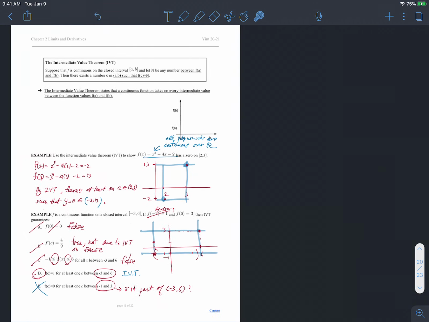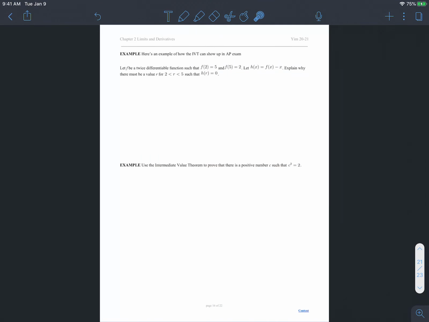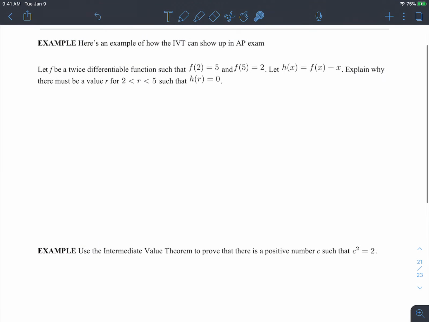All right, guys. So the next page is an example of how the IVT can show up in the AP exam. Give it a shot, and I'll go over it in a second. Please pause the video. Okay, so here goes.